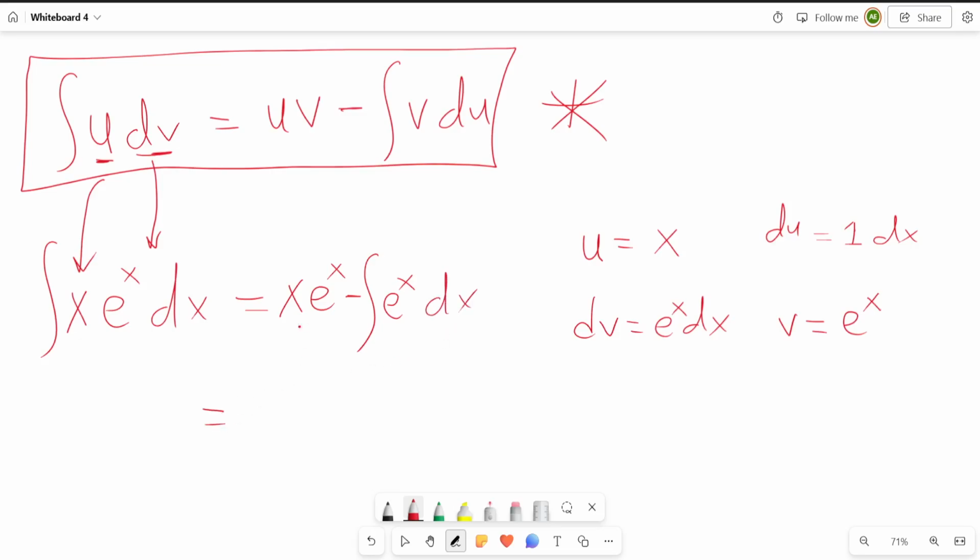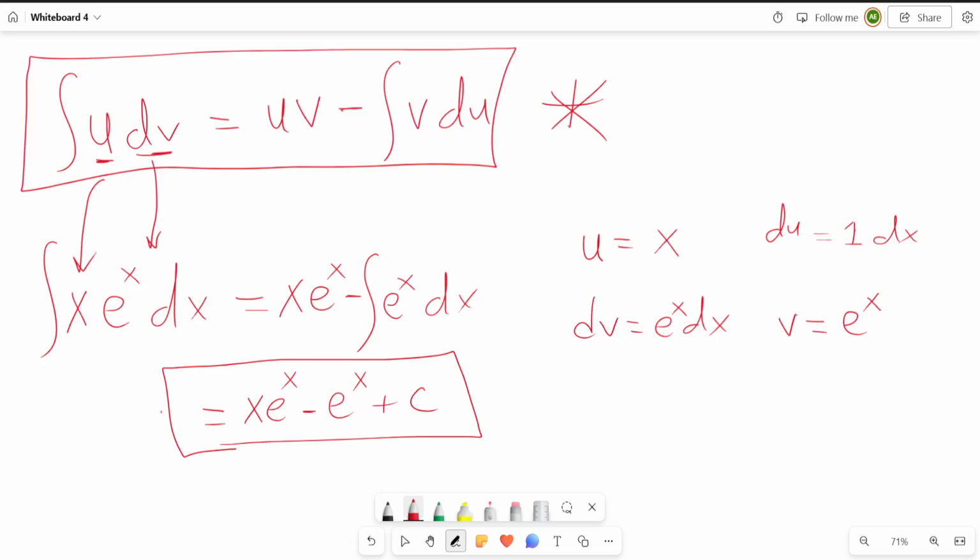So from here, I can rewrite this as x e to the power of x minus the integration of e to the power of x, which is basically e to the power of x. And then I have c, and this is going to be the answer to this problem over here. This is the integration of this problem over here.